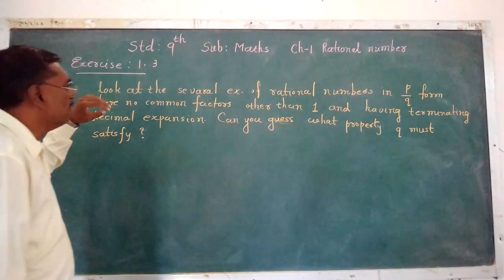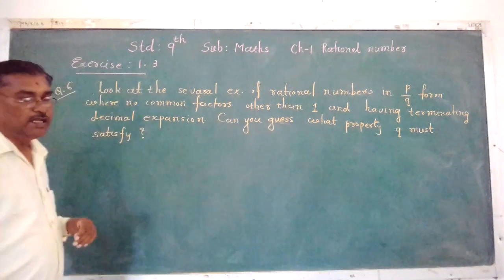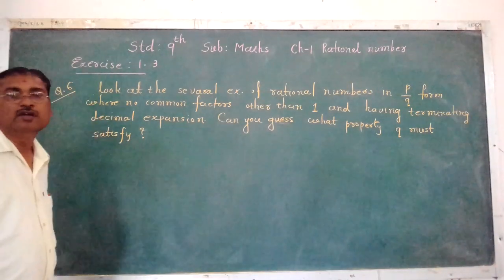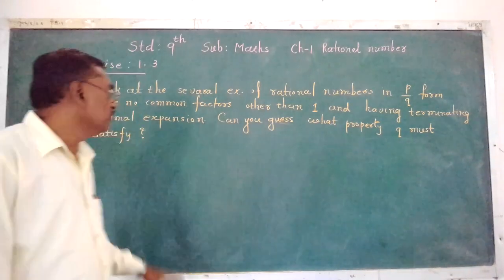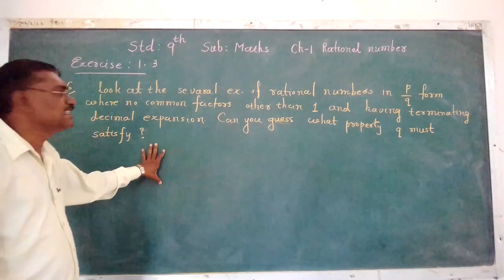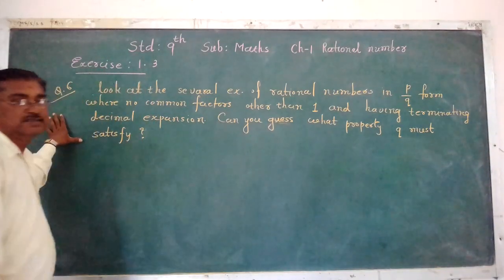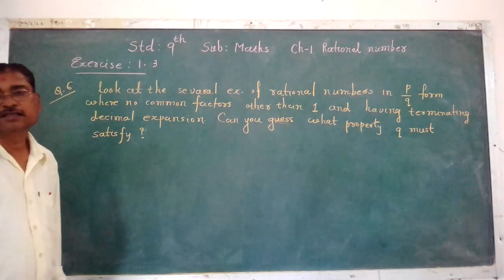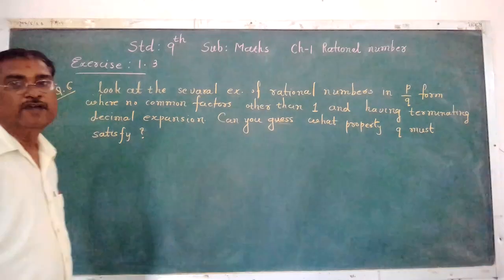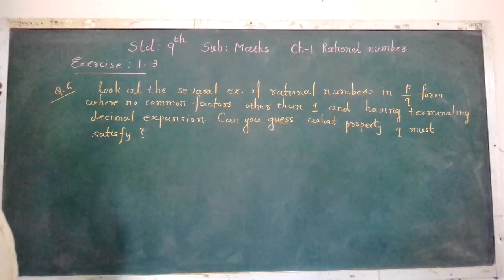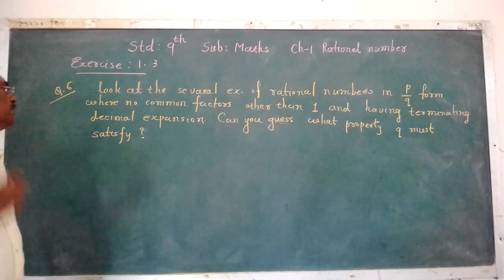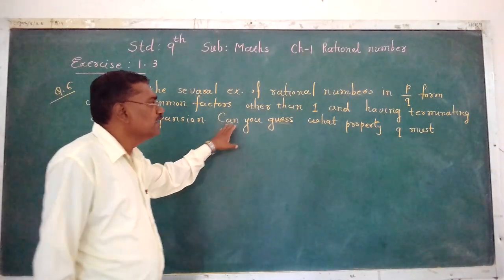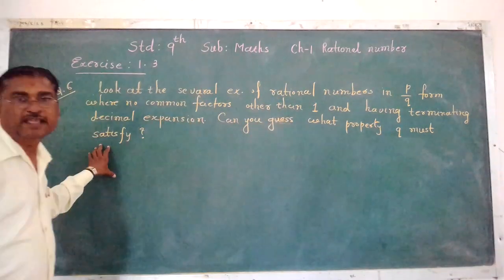Earlier we discussed rational numbers and how to represent rational numbers in p upon q form in exercises 1.1 and 1.2. Now we are going to continue with exercise 1.3, question 6. Look at several examples of rational numbers in p upon q form, with no common factors other than 1 and having a terminating decimal expansion. Then we will see what property q must satisfy.